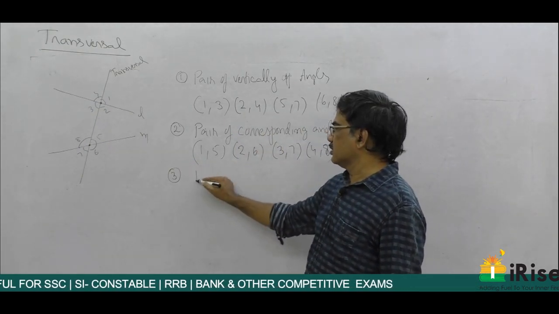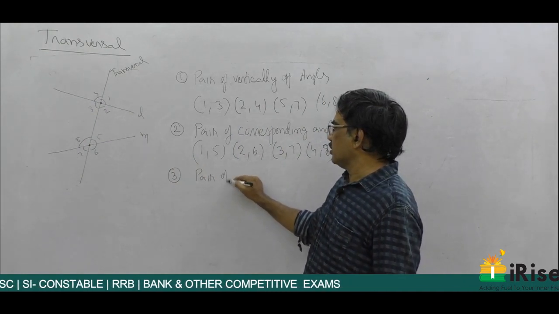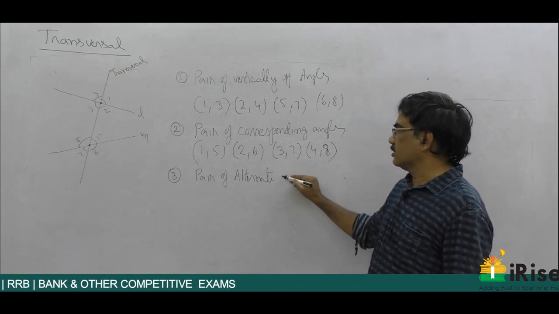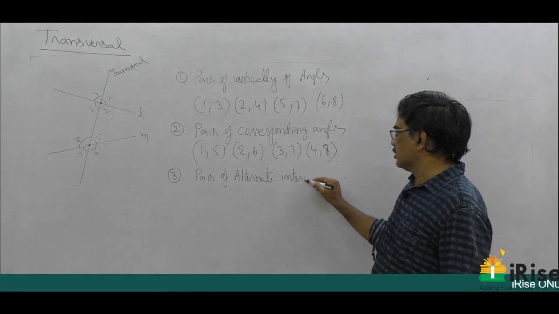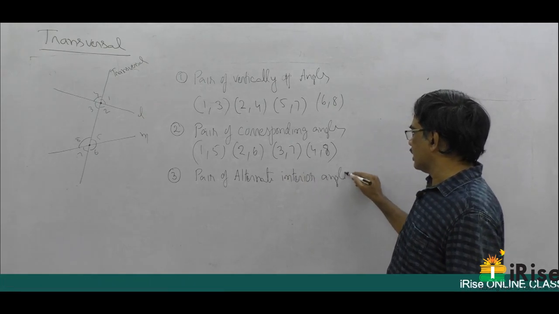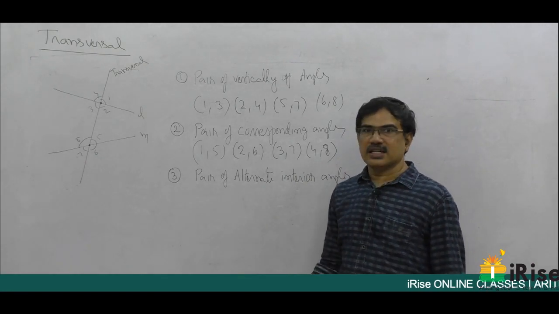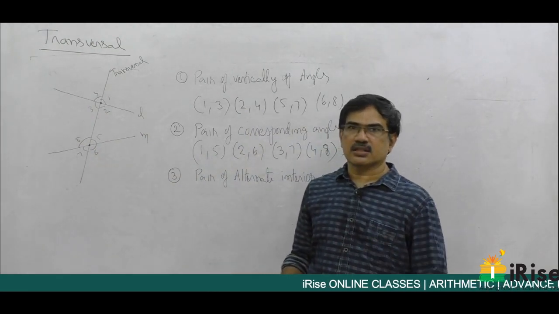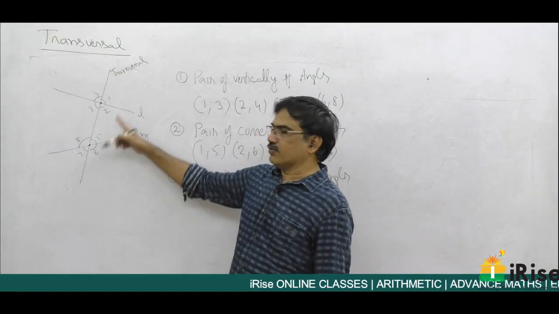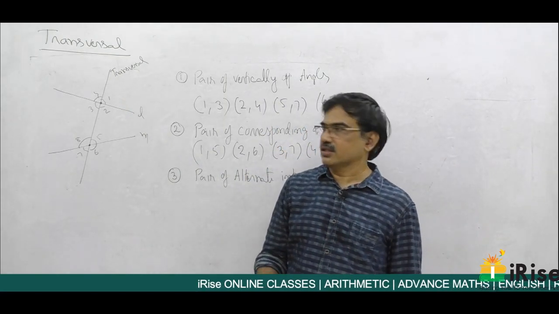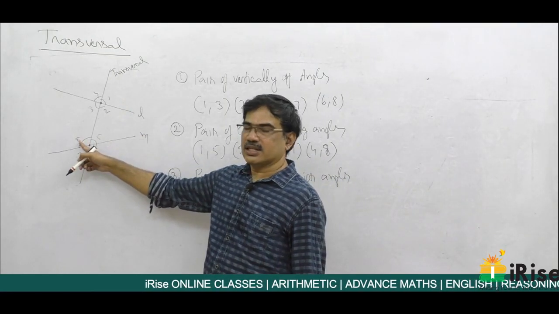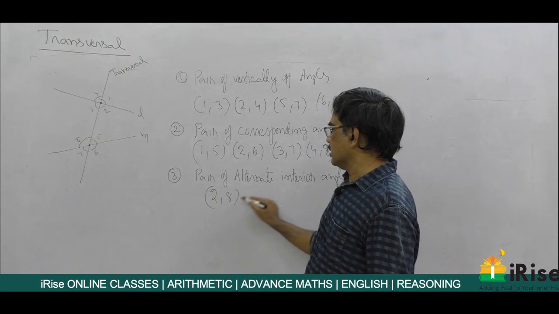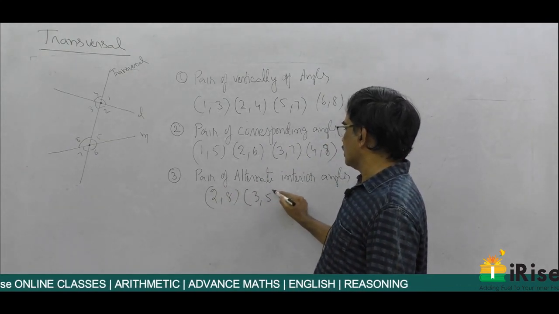Number 3, pair of alternate interior angles. These 4 are interior angles. What are alternate interior angles? I have already discussed this previously. They have different vertices on either side of the common side. So 2, 8 are alternate interior angles, 3, 5 are alternate interior angles. 2, 8 is a pair and 3, 5 is a pair.